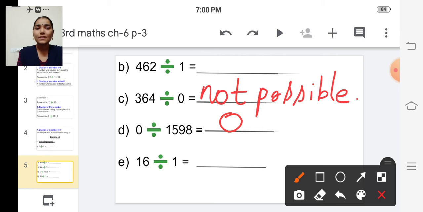Okay. The last one, 16 divided by 1. First property. If we divide any number by 1, then we get the quotient as the number itself, isn't it? Here the number is 16. So, the quotient is 16, and we have to write 16. Is it clear, children? Have you all understood? Yes.